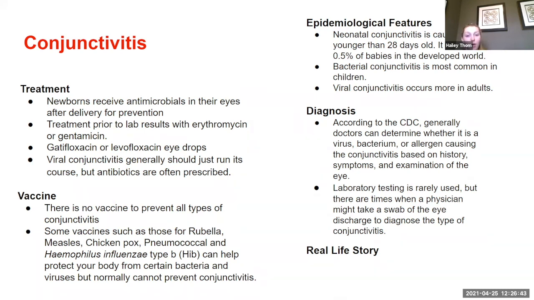For the diagnosis, according to the CDC, generally doctors can determine what type of conjunctivitis you have just based on your history, different symptoms, and examination of the eye. But a lot of the times laboratory testing is not used, which can be a problem with what we talked about with antimicrobial resistance. And so if they are prescribing antibiotics for viral conjunctivitis, it could be teaching other bacteria in our eyes and around our eye surfaces to become resistant to certain antibiotics.